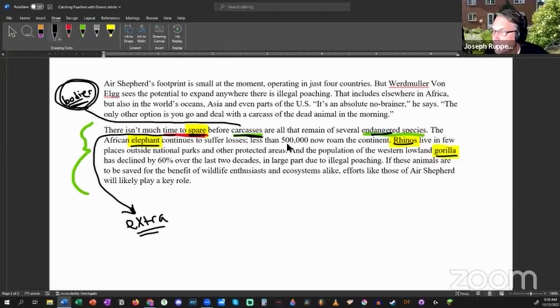And then we have a number: less than 500,000 elephants. That seems like a lot of elephants to me, but I don't know. Less than 500,000 now roam the continent. Well, okay, that's true. So that means all of Africa. Roam the continent. So the continent of Africa, you have that whole area, less than 500,000.